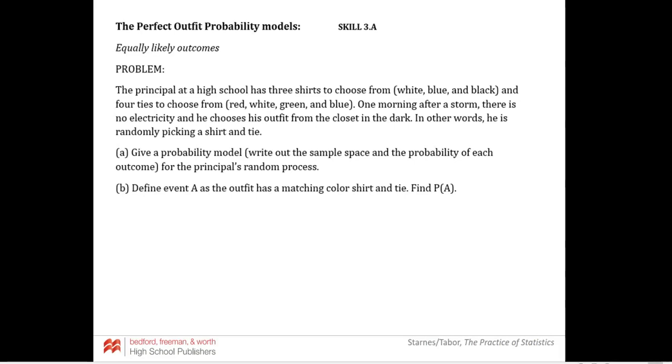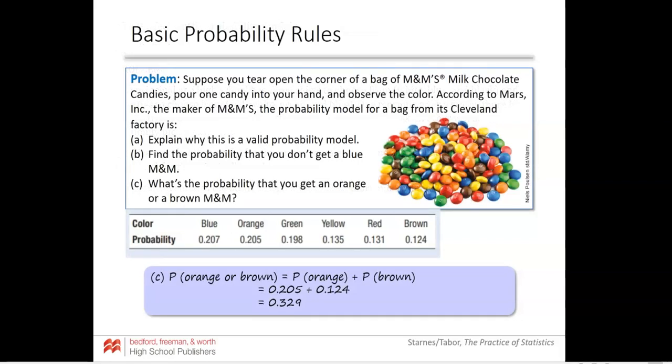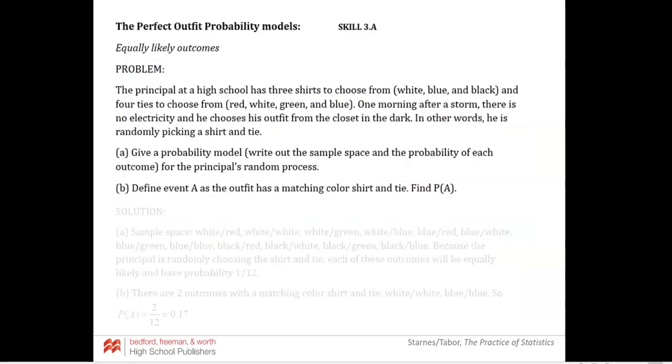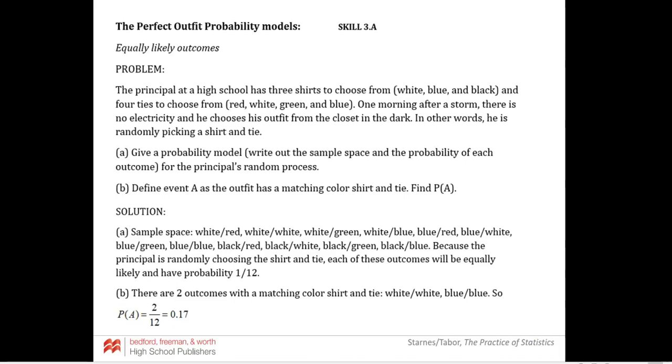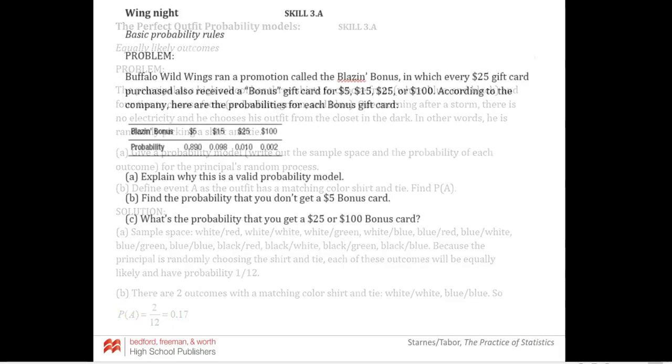Okay, so how many times out of those 12, if you listed those out, would you circle and say those have the same colors for both the shirt and the tie? And so there would be white, white, and blue, blue, really the only options. So there's 2 out of 12 different outcomes, so about 17%.